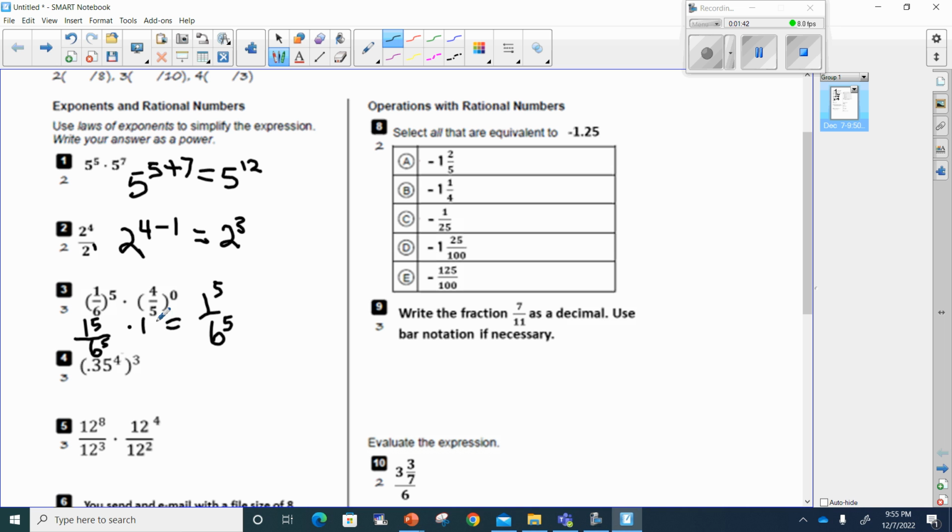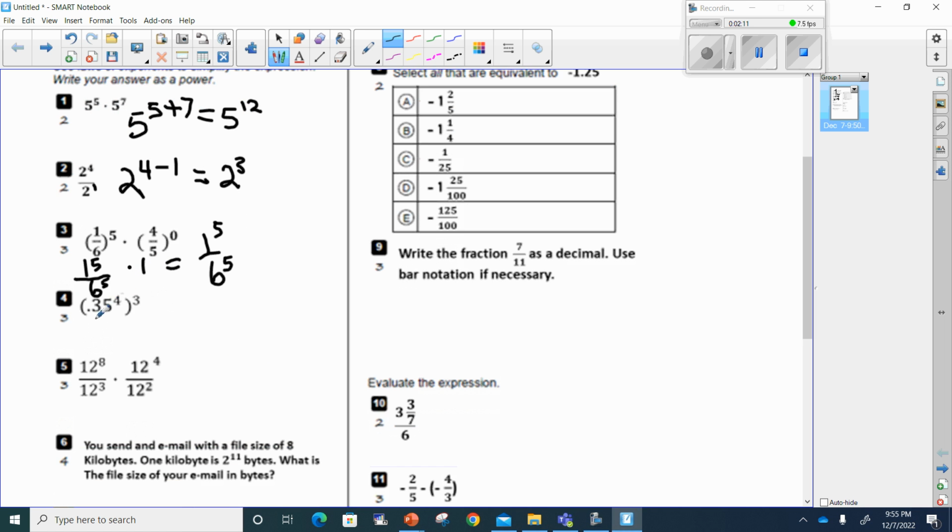Do not leave the answer as 1 to the 5th power times 6 to the 5th power times 1. When it says use the laws of exponents to simplify, simplify means no fractions, no parentheses, and you can't have like terms. And these are like terms, these are numbers. They don't have an X or anything after them, so I can multiply them.